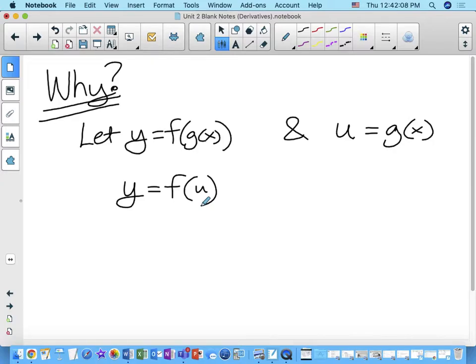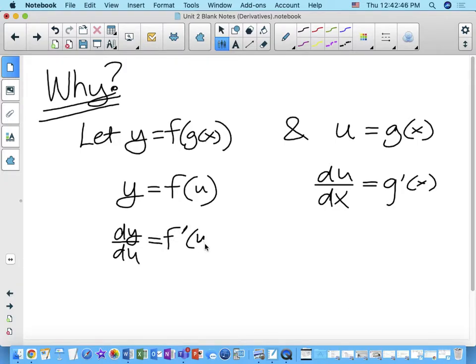Okay, so far so good? Okay, so if I were to look for du by dx, this would equal g prime of x, right? The instantaneous change of u compared to the instantaneous change of x would equal g prime of x. And here, dy by du, now this variable is u, not x. So this is going to equal f prime of u.